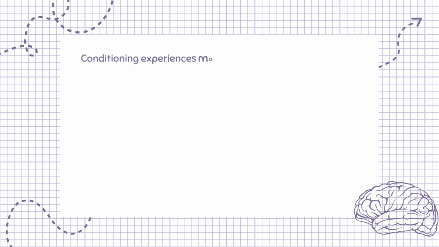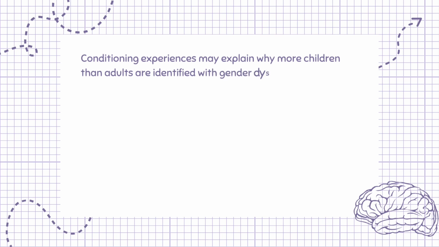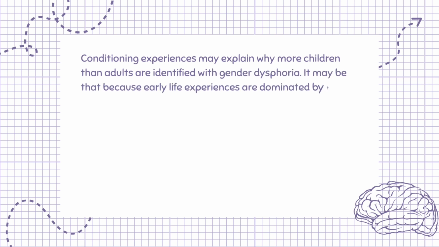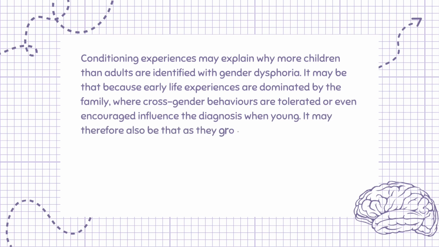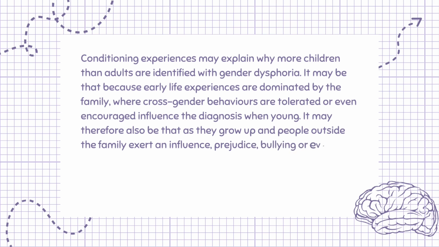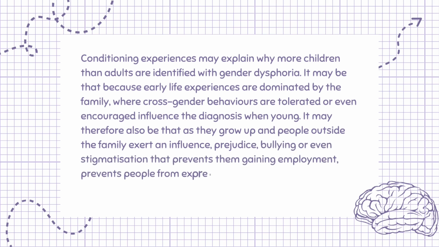Conditioning experiences may explain why more children than adults are identified with gender dysphoria. It may be that because early life experiences are dominated by the family, where cross-gender behaviors are tolerated or even encouraged, this influences the diagnosis when young. It may therefore also be that as they grow up and people outside the family exert an influence, prejudice, bullying, or even stigmatization that prevents them gaining employment, prevents people from expressing such a disorder as they opt to hide it.